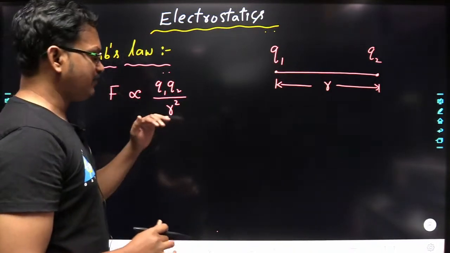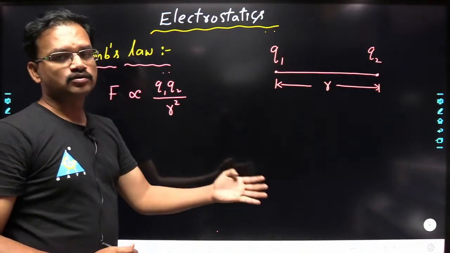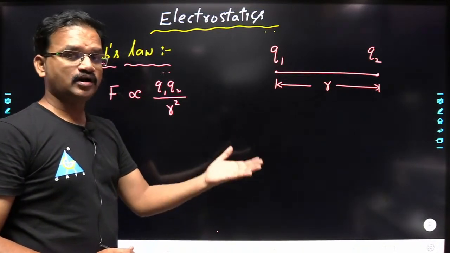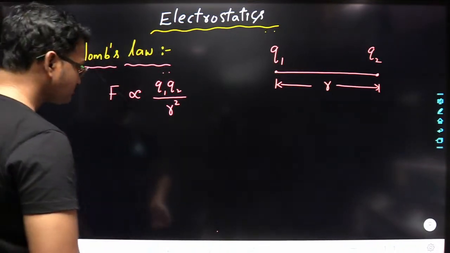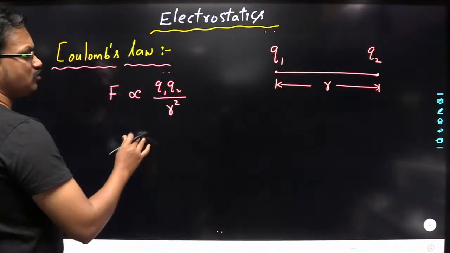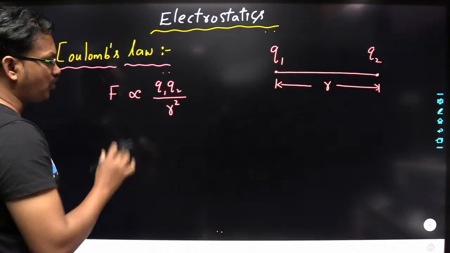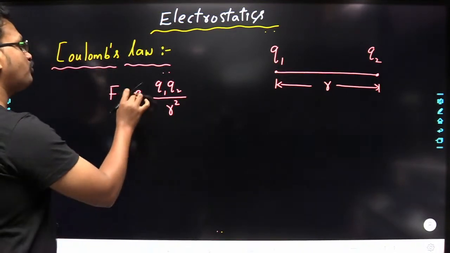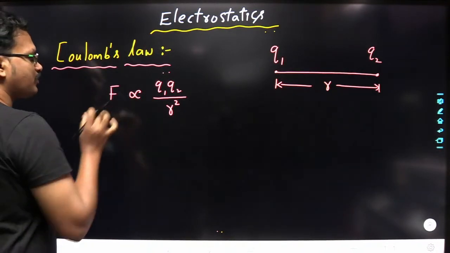First I will tell you how to write the magnitude of force, then I will tell you how to write the direction. With that it is going to be very clear. Now, if you observe, F is proportional to the product of charges and inversely proportional to the square of the distance between the 2 point charges. Now, why have we put proportionality here? Why have we not put equality?